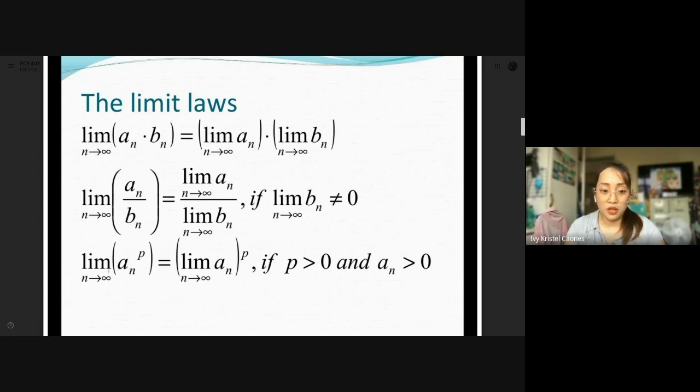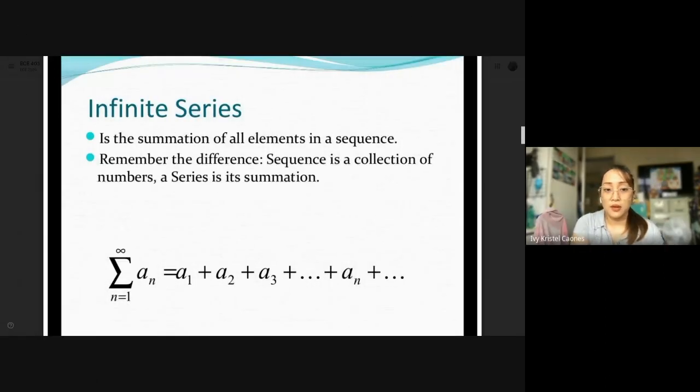So the limit of a to the power p is equal to the limit of a, raised to the power p, if the exponent p is greater than 0 and your a is also greater than 0. When we say infinite series, or series, it is the summation of all the elements in a sequence.